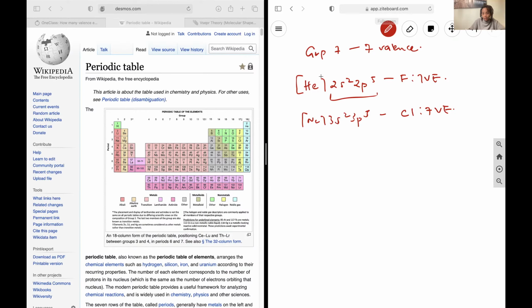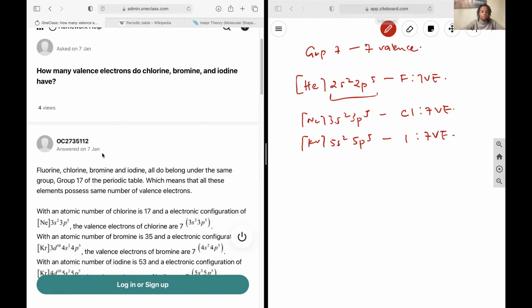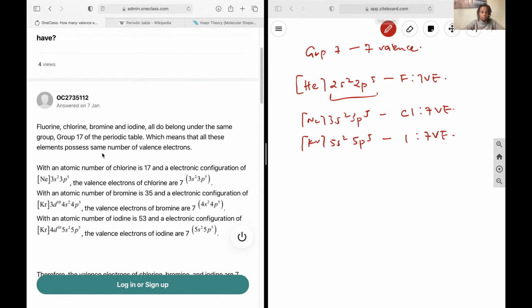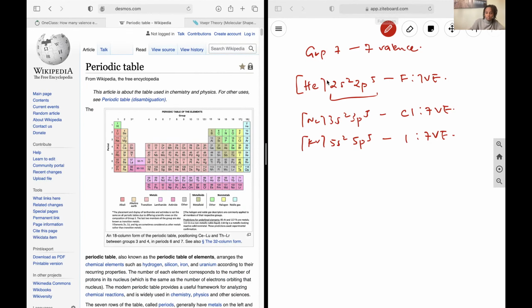And that's why the group method works, because I'm counting to the same column technically. And so if they're all in the same column, they all have the same number of valence electrons. Last, I can just do iodine really quickly. So it'd be krypton as the closest noble gas. And then I would have 5s2, 5p5. So iodine also has 7 valence electrons. And that's it for this question. I'm sorry, they asked for bromine. So that would be argon as the closest one, and then 4s2, 4p5.